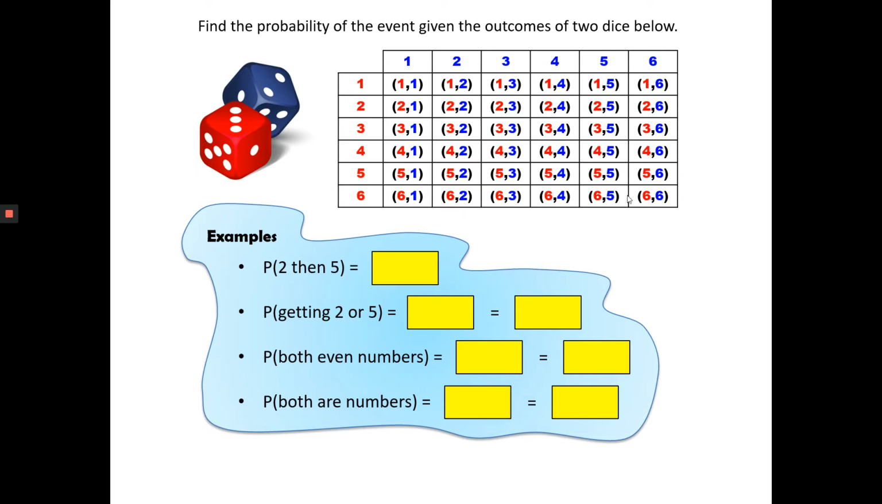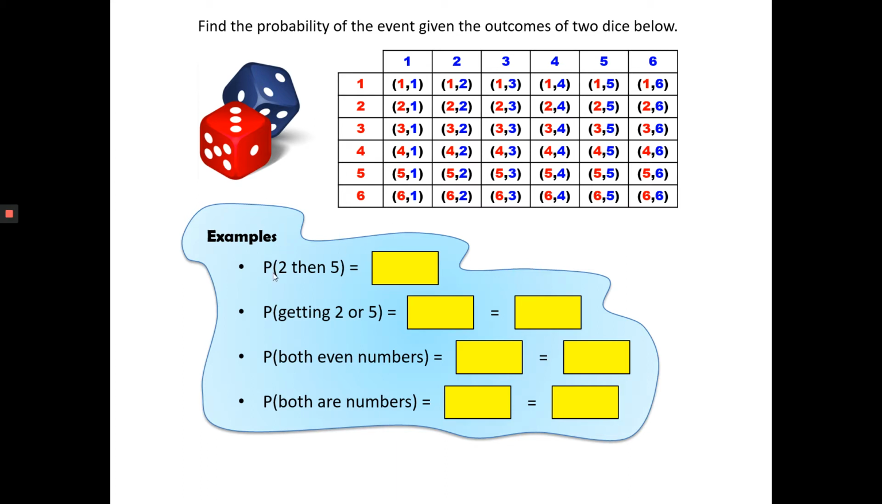Well, that's what this table is right here. You could roll both of them as threes. You could roll a 4 and then a 5. You could roll a 6 and then a 2. All the possible outcomes are right here in this table for you. So let's take a look at some examples and we'll see how to use the table in our answers.